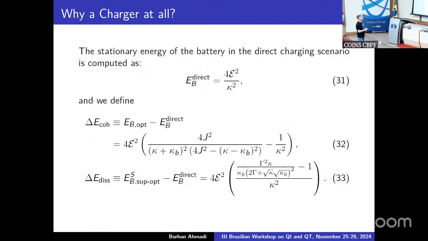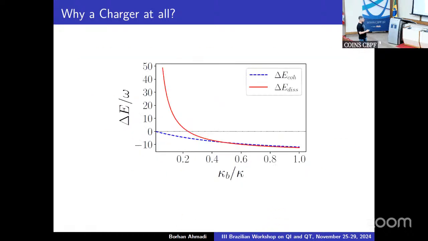So to see this, we define this. We define this energy, delta E coherent, which is the energy of the battery in the direct charging in the optimal case minus the energy of the battery in the direct charging. And delta E dissipative is the energy of the battery in the superoptimal charging minus the energy of the battery in the direct charging. And the energy of the battery in the direct charging is given by equation 31. So we get these formulas, and here we have plotted them.